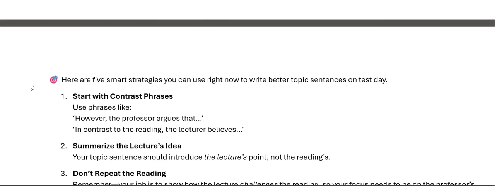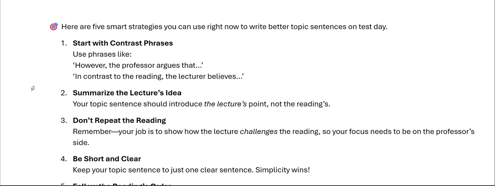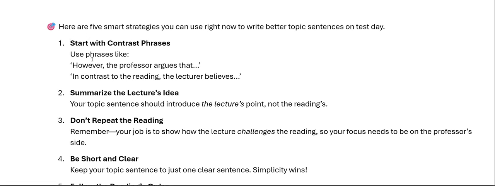Let's talk about 5 smart strategies you can use right now to write better topic sentences on test day. Number 1. Start with contrast phrases. Things like, however, the professor argues that, or in contrast to the reading, the lecturer believes. Number 2, summarize the lecture's idea. Your topic sentence should introduce the lecture's point, not the reading's. Don't repeat the reading. Remember, your job is to show how the lecture challenges the reading, so your focus needs to be on the professor's side.